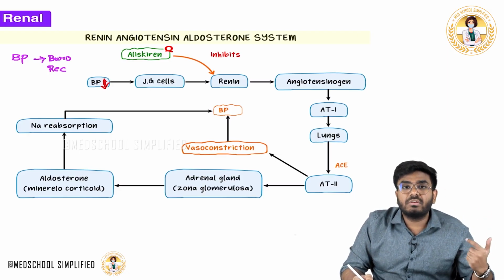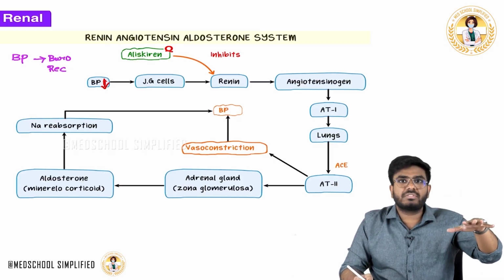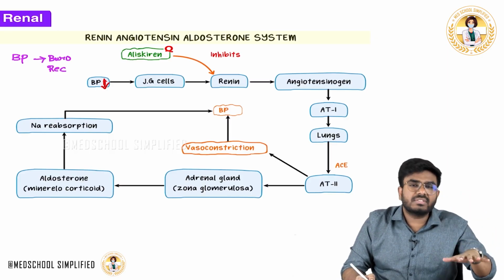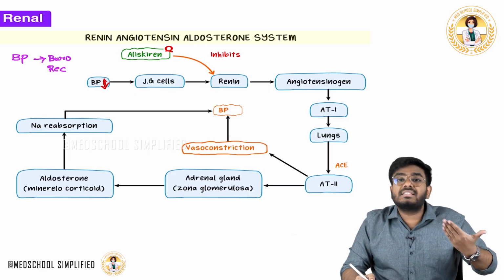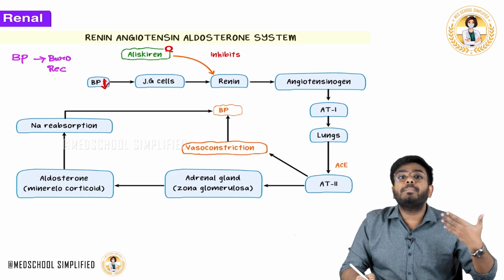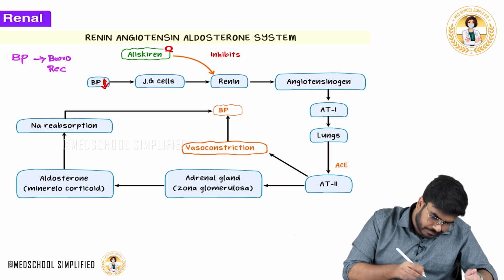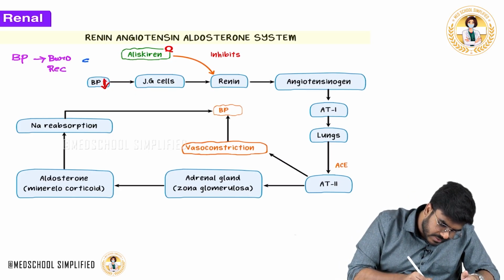Now, the baroreceptors give this information to the central nervous system. Yes, the BP is falling. Now, when your BP is falling, in order to increase the BP, what happens? The sympathetic nervous system is activated.